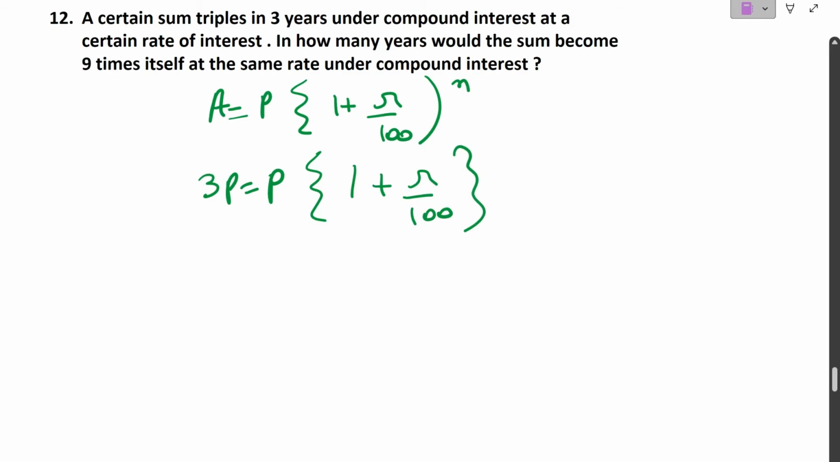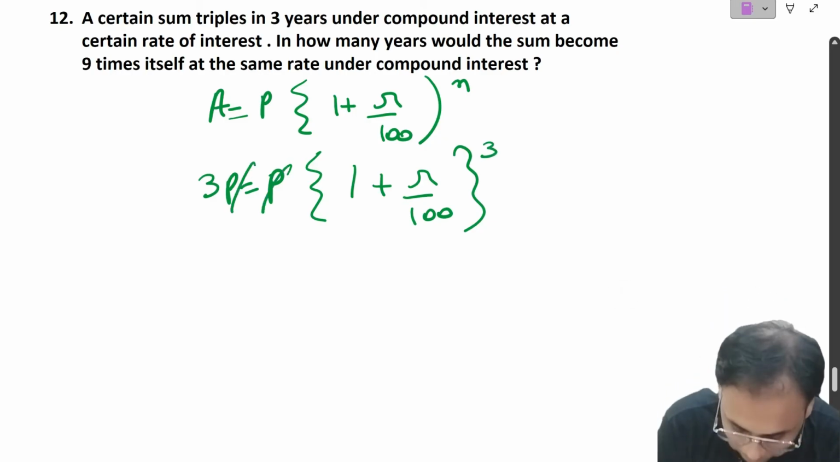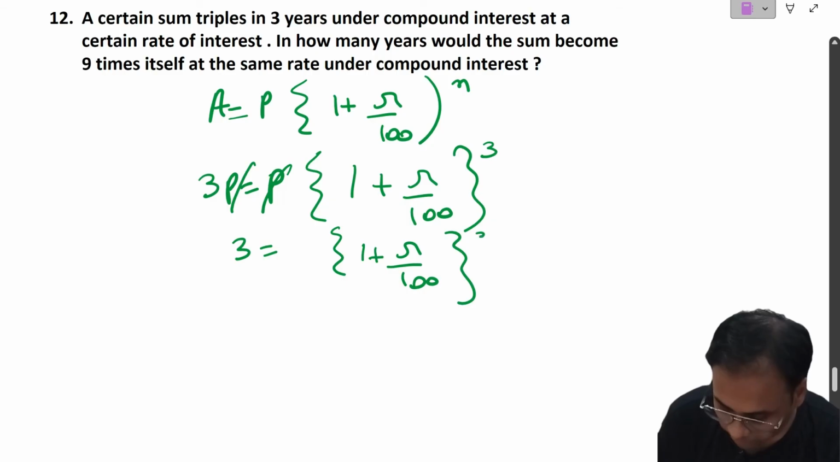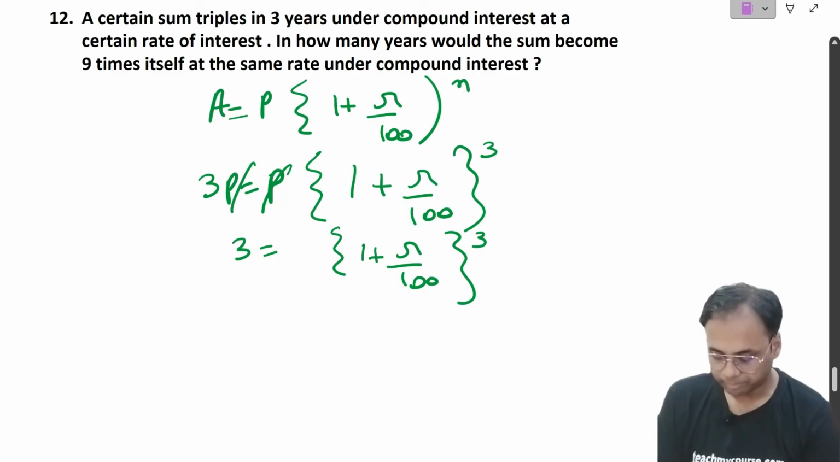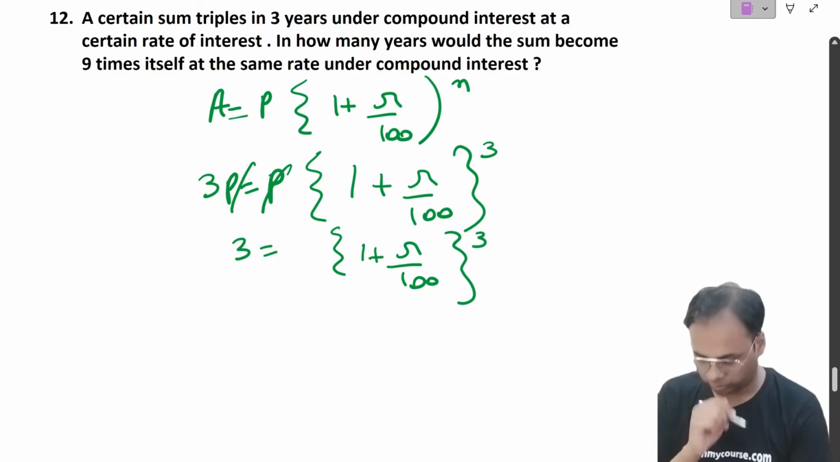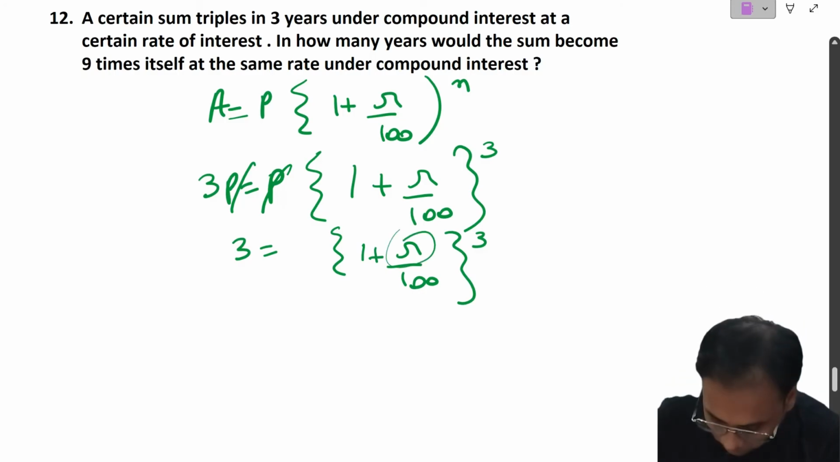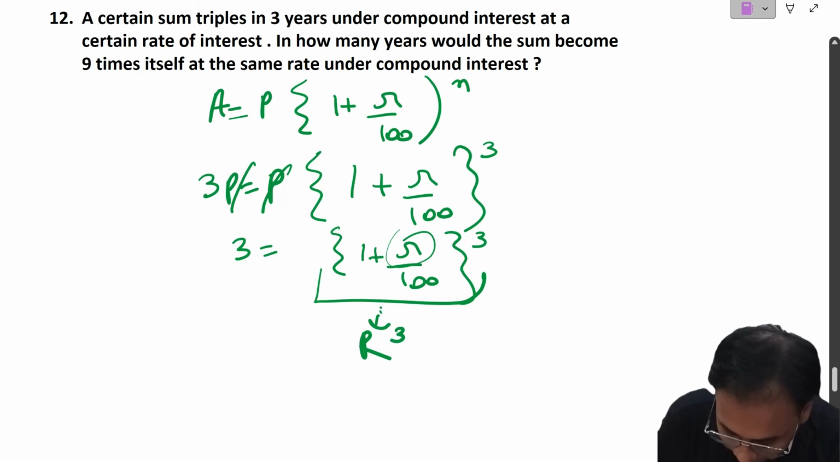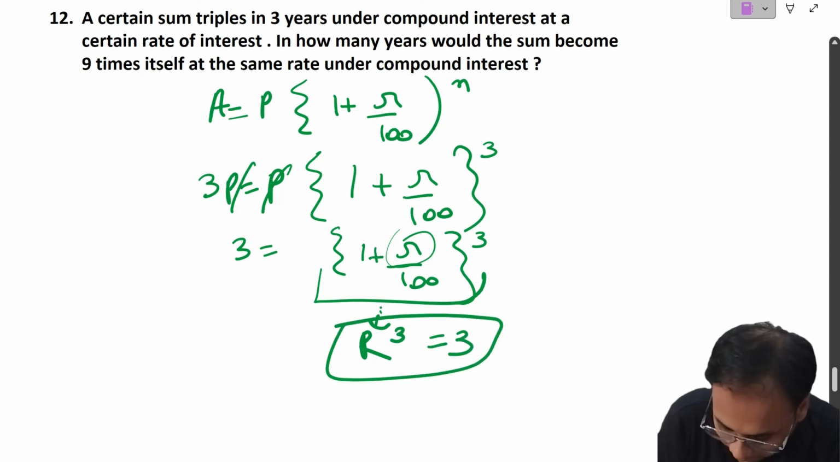In that case, it is being given that it becomes triple in 3 years. So this is the equation we have: 3 is equal to (1 plus R upon 100) raised to the power 3. We don't have any further information about this R, so let us just consider this entire term as capital R. So R cube is equal to 3 is what we have.